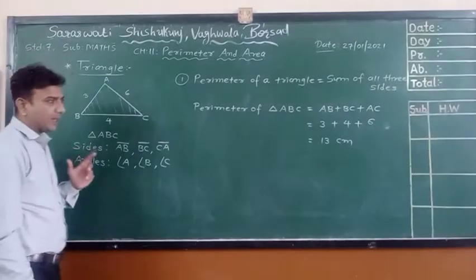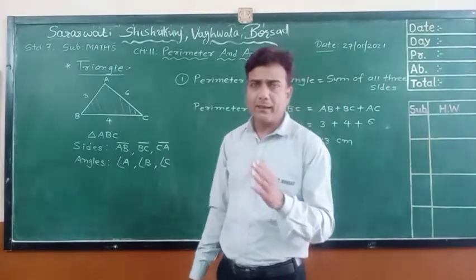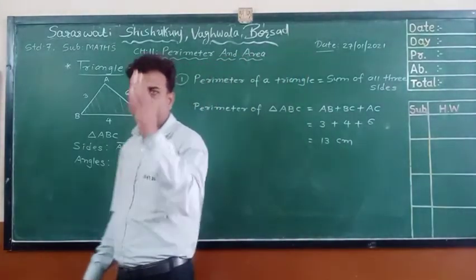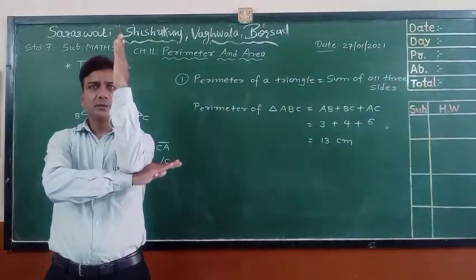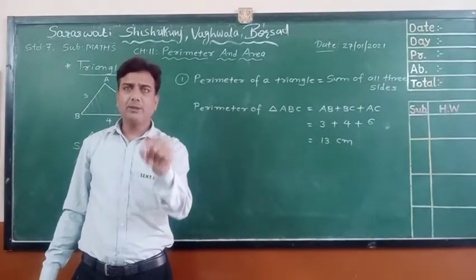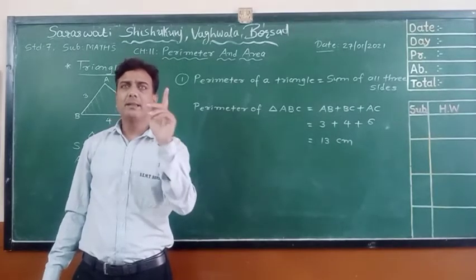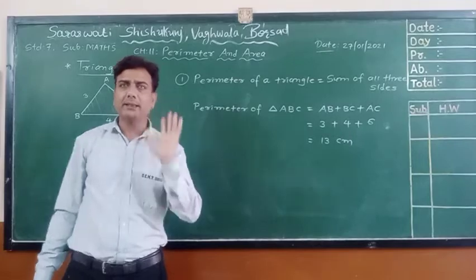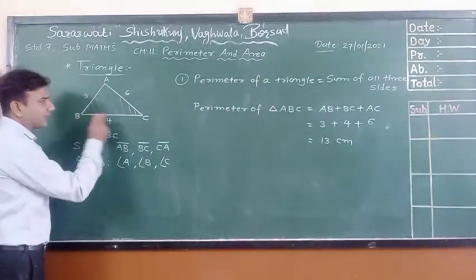In a triangle, if we want to find its area, at that time we require its altitude. Altitude means a standing line, a straight line. That means we require the altitude. If we have the altitude measurement and the base measurement, then we can find its area easily. Let's take this BC. We take this as the base.